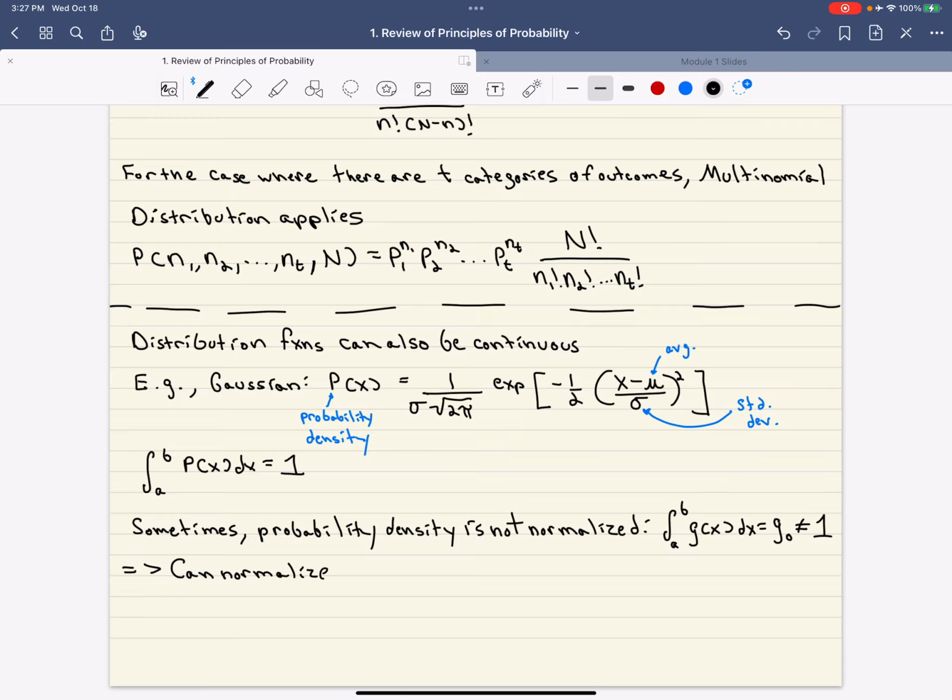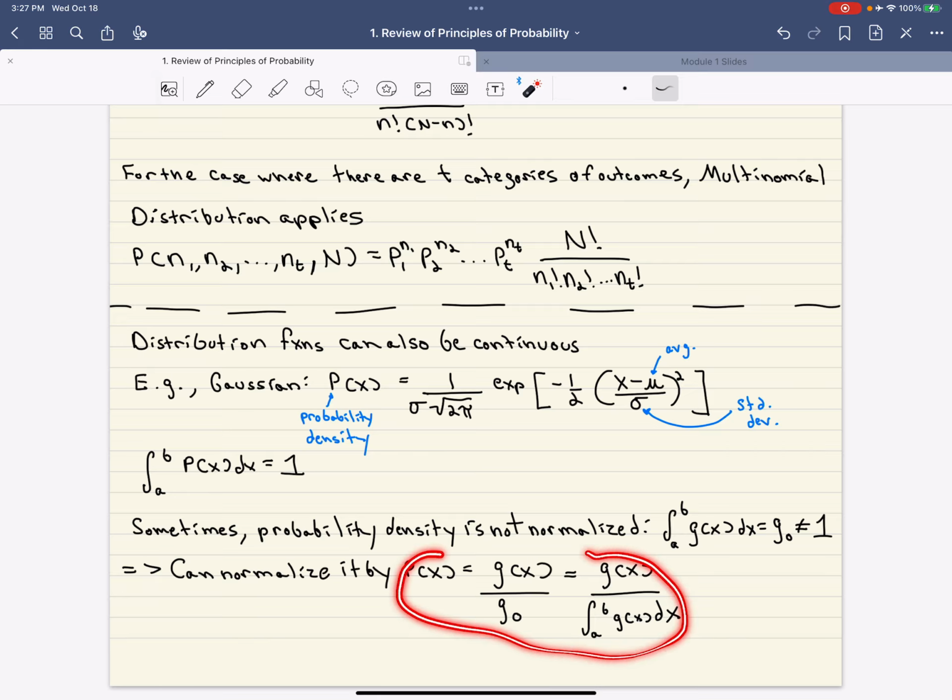It's actually in the end not a big deal, because we could convert to the normalized probability density fairly easily just by taking our g of x and dividing it by g naught, such that the function would look more like this: g of x divided by the integral from a to b of g of x dx. This is how you convert a non-normalized distribution function to a normalized one. And this concept, or this mathematical form, is something we're going to see quite a lot, especially when we start dealing with statistical mechanics.